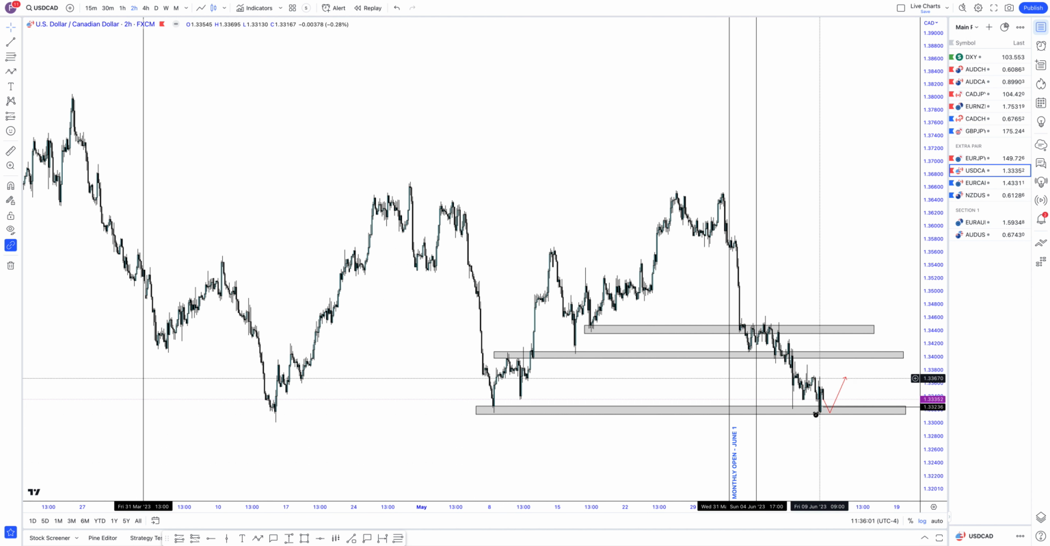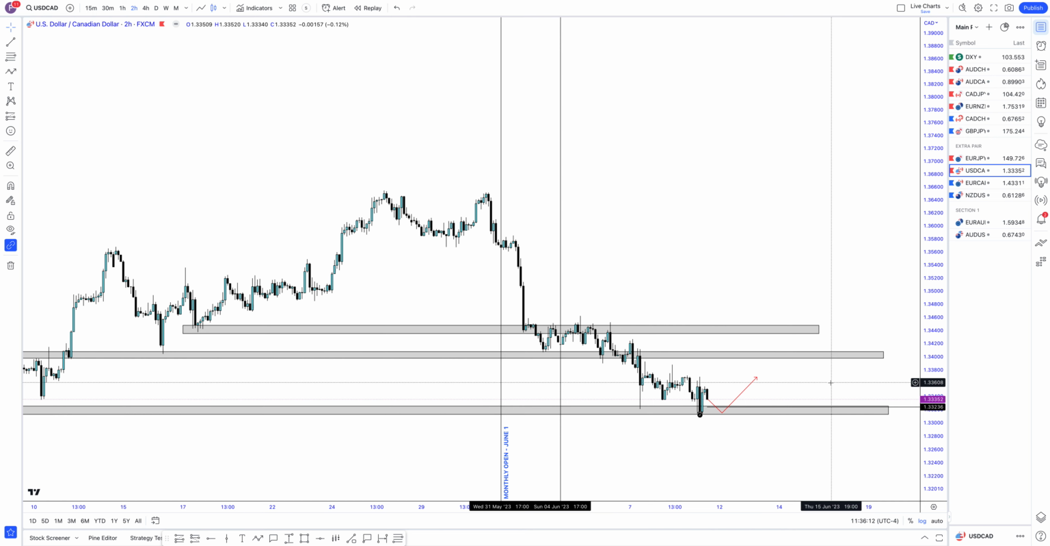But again, I still need the price action to occur. I'm not married to the bias of this going higher, but I understand what I'm seeing, and I'm definitely seeing the potential in this setup. So definitely watching price here, okay?